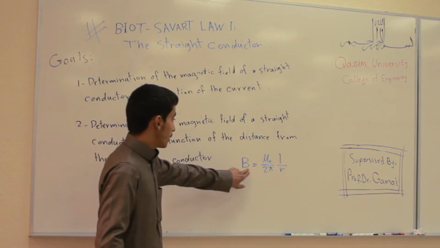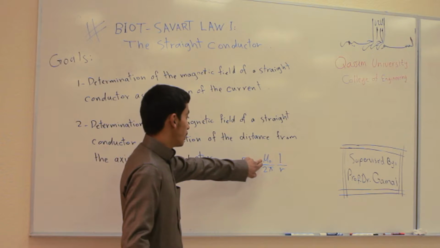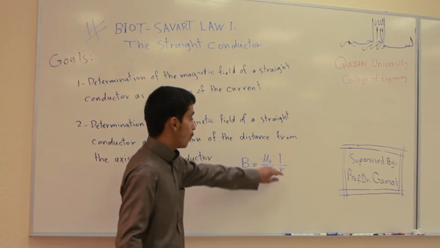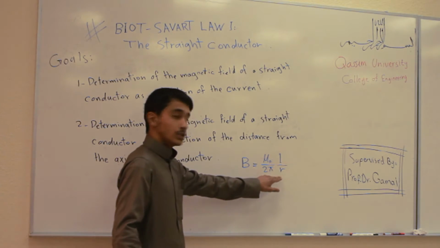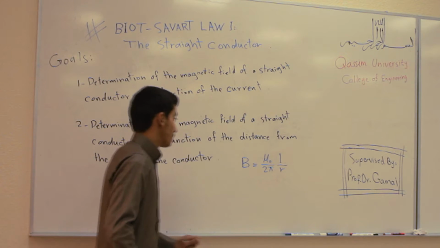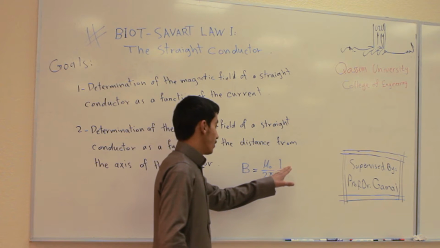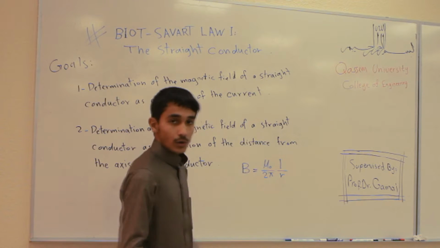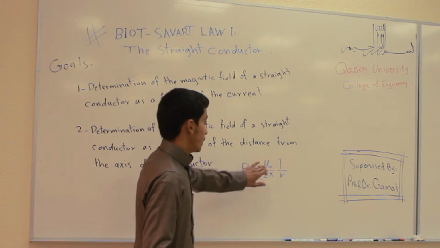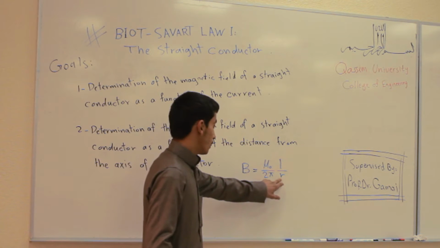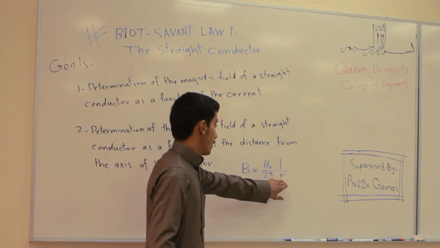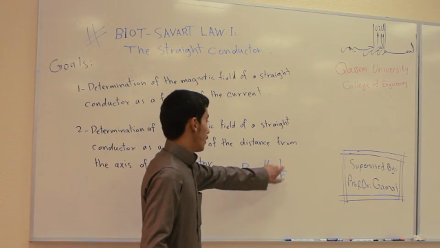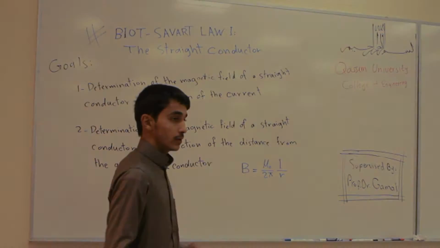B is the magnetic field, equal to the permeability of free space over 2 pi, multiplied by the current over the distance from the Hall sensor to the wire. Here we have three variables. We have to make two of them constant. Mu naught in this room is constant, and r, the distance from the Hall sensor to the wire. And we study the current and magnetic field.